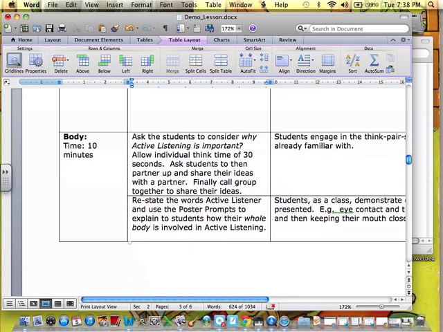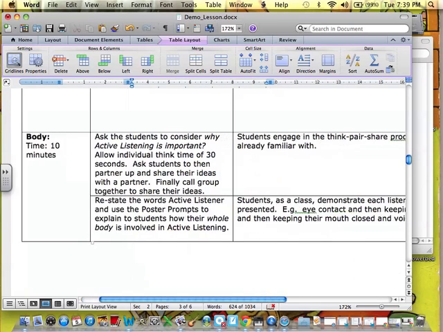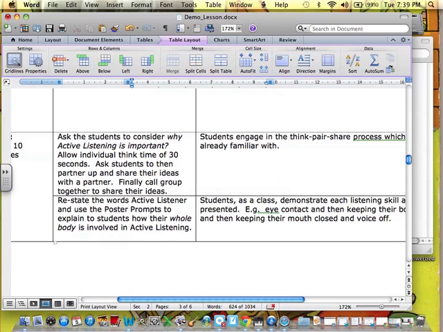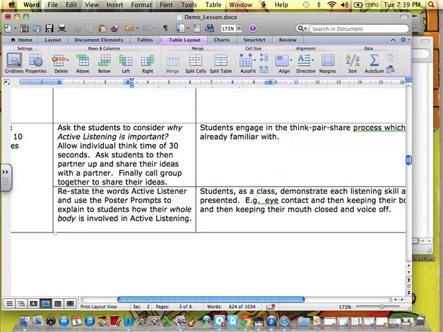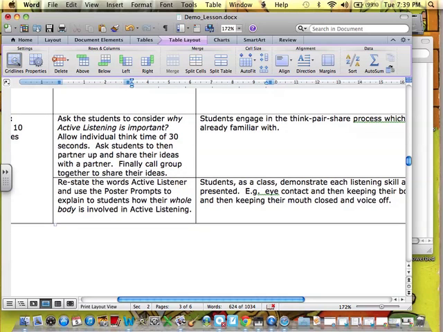Anyway, then moving on to the body of the lesson, which I expect will take about 10 minutes. So I'm going to ask the students then to consider why active listening is important. So I'm going to allow individual think time of 30 seconds. Then I'm going to ask the students to partner up and share their ideas with a partner. And then finally, I'm going to call the group together to share their ideas.